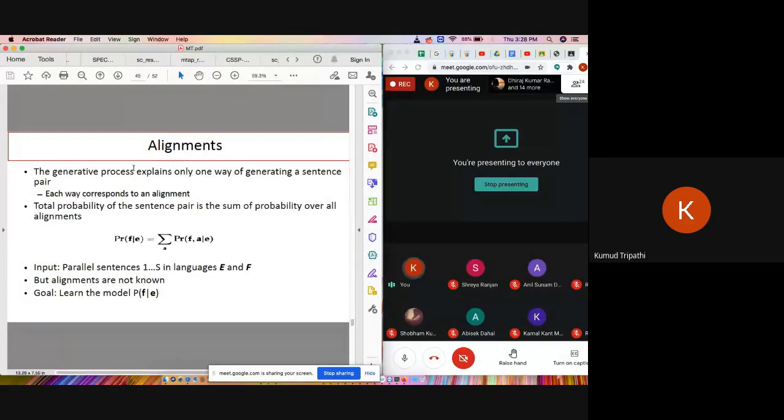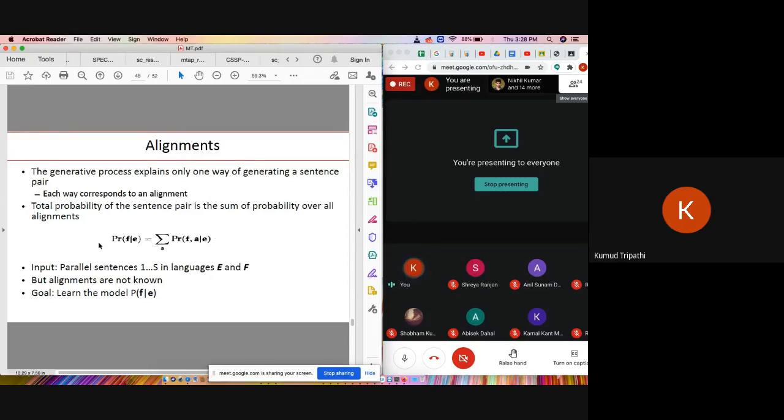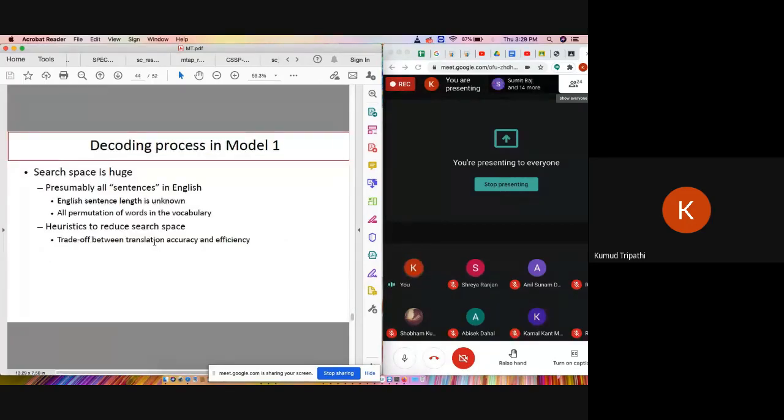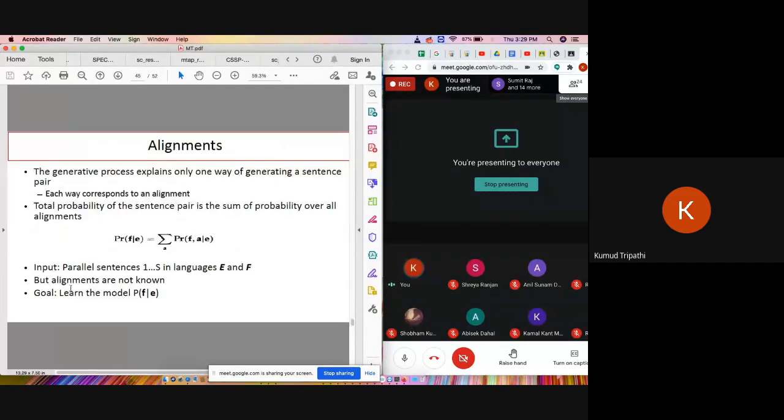Okay, so in terms of alignment, the generative process explains only one way of generating a sentence pair, and each way corresponds to an alignment. Means whenever you are performing the translation, that entirely depends on the word alignment. Okay, the previous technique was based on supervised word alignment, and we have discussed that we have two types of technique for performing word alignment. One is human based, which is supervised, and the second one is unsupervised. In this unsupervised technique, we are going to apply the EM algorithm, the expectation maximization technique. In that case, the input is parallel sentences and the alignments are unknown, definitely, because for identifying the alignment we are applying this technique.